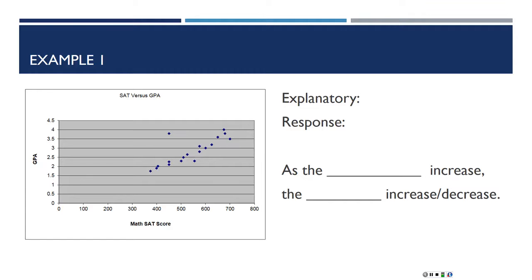This shows your math SAT scores, and on the vertical axis it has GPA. Which is the explanatory variable? No, remember, look up x and explanatory. The math SAT, right? And then the GPA is the response variable. What happens as your math SAT score goes up, for the most part? What happens to GPA? It goes up.